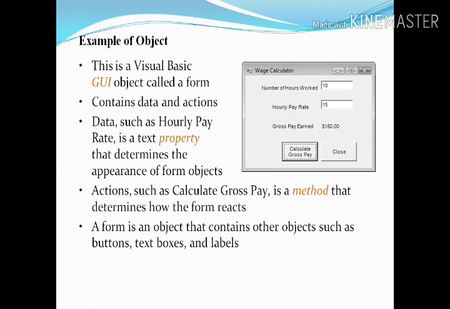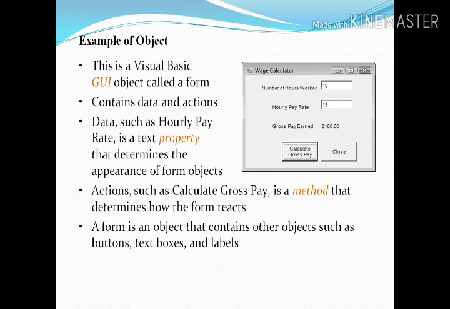This is Visual Basic. Visual Basic is a very GUI mode, GUI object-oriented form. GUI means, as you already know, graphical user interface. Obviously from our first lecture you know that at first we have to design, then only we can code. It contains data and actions such as hourly pay rate, property. Here a form is designed. How we are designing it, all the details we will discuss in our next slides also. It is a continuation of the lecture.